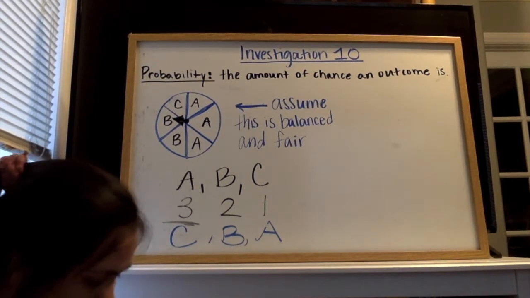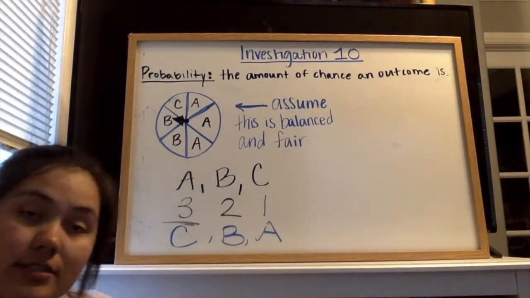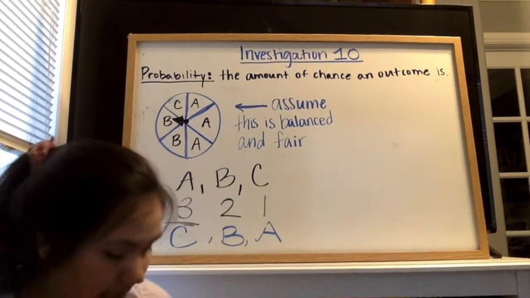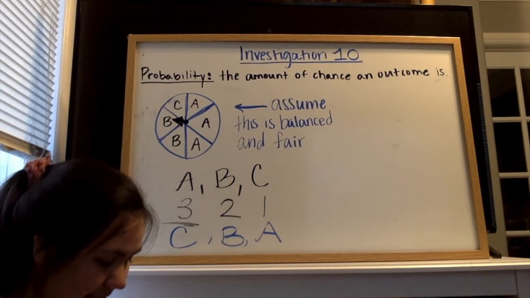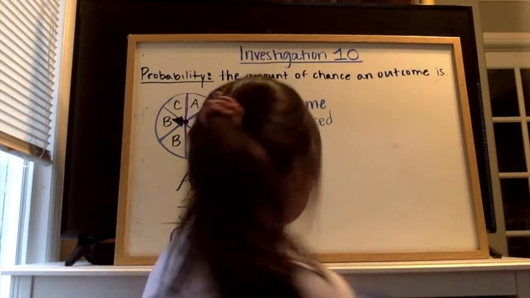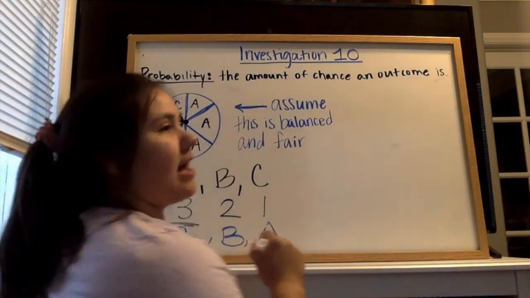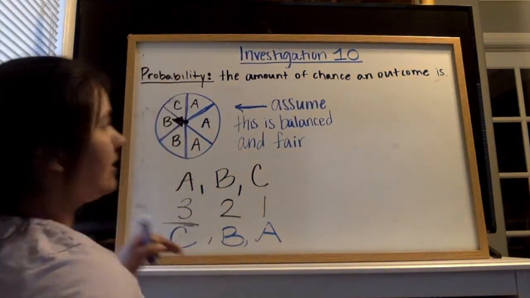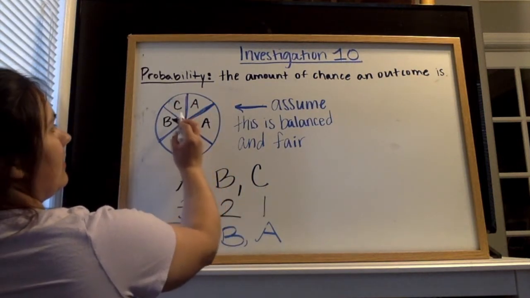Number 6, if the arrow is spun many times, so let's say you spin it 100 times, what fraction of the spins are likely to stop in sector C? So you're going to spin over and over and over again. You're going to have so many tries, and it wants to know how many times you're going to land on this letter C.